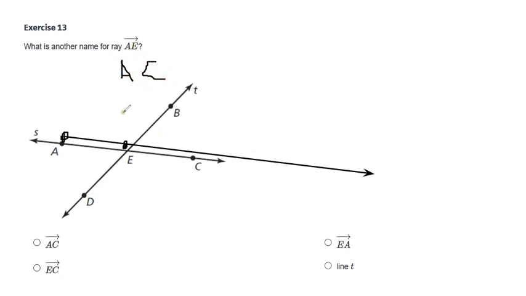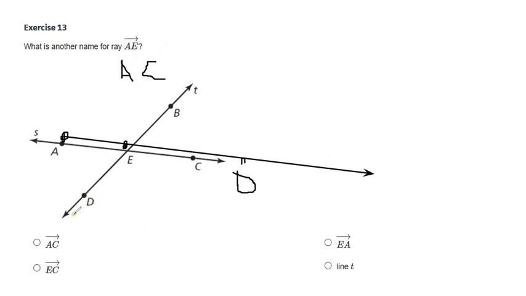The second point could be anything. If I had another point over here that was D, we could call the ray AD. The important thing is that we know where it starts. If it's the same ray, that first point can't change. It's got to be A. But the second one can just be anything that's over here.